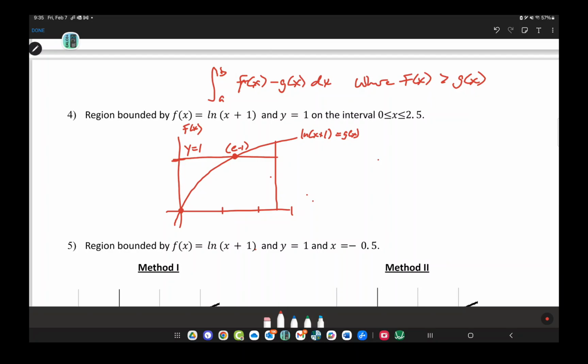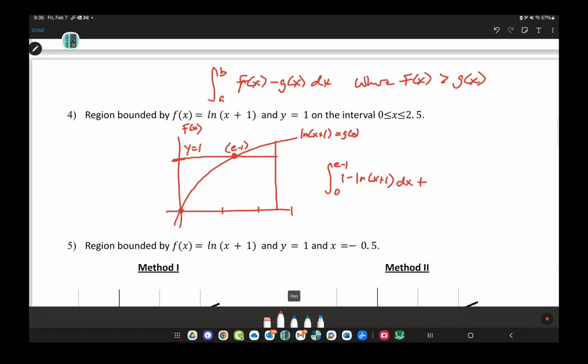So where is my f of x greater than g of x? From 0 to e minus 1, so I'm going to do f of x, which is 1, minus the natural log of x plus 1. We can make this g of x, it really makes no difference. F of x, g of x, it's just a way to differentiate the functions.